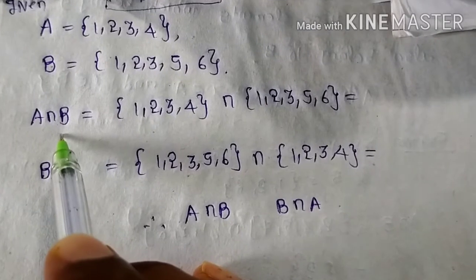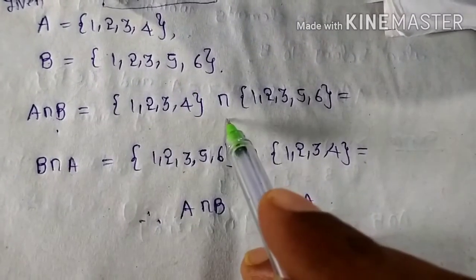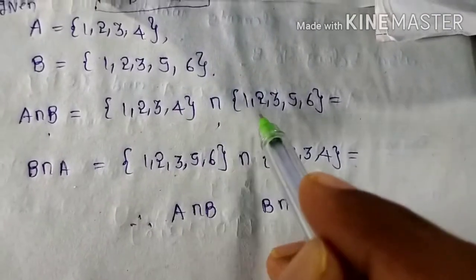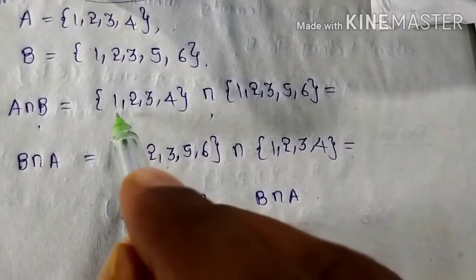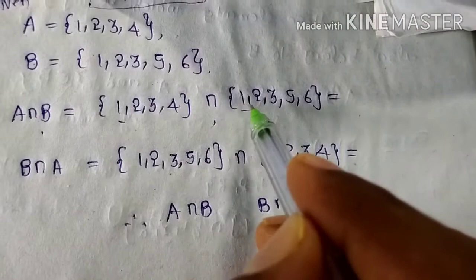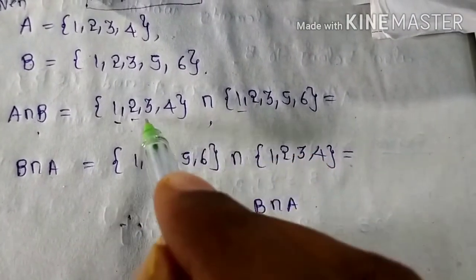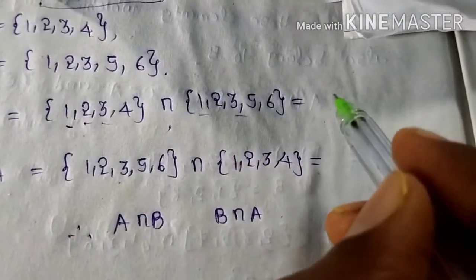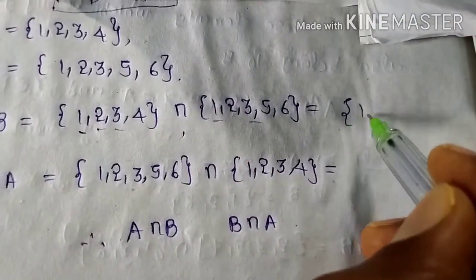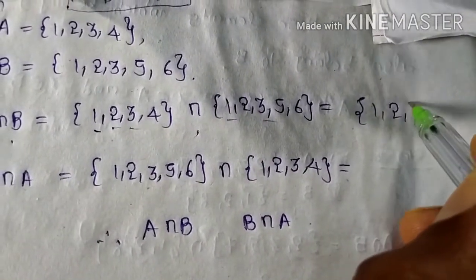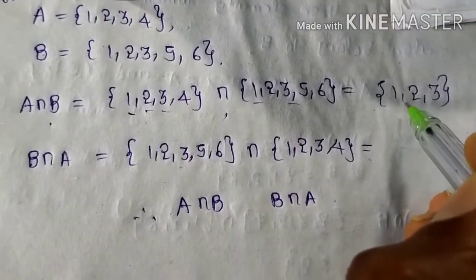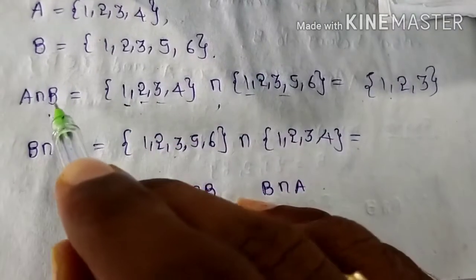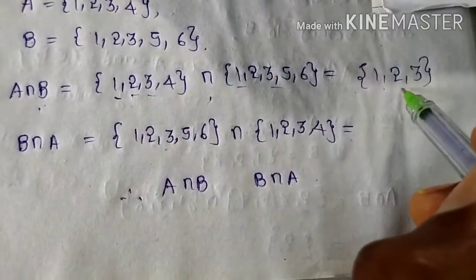We need to find A intersection B. Intersection means the elements which are common in both the sets. Now you can compare, is there any common element? 1 is also common, yes. 2 is also common, yes. 3 is also common, yes. Is there any other element? No. So you can write here 1, 2, 3. The elements which are common in both the sets is A intersection B. A intersection B is equal to 1, 2, 3.